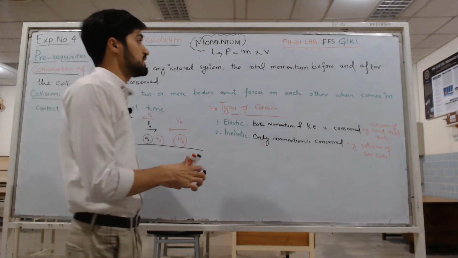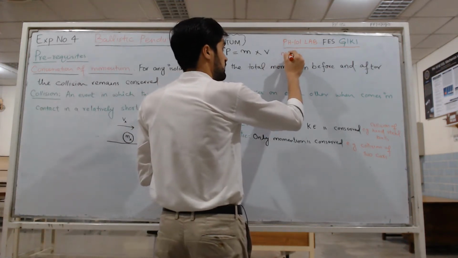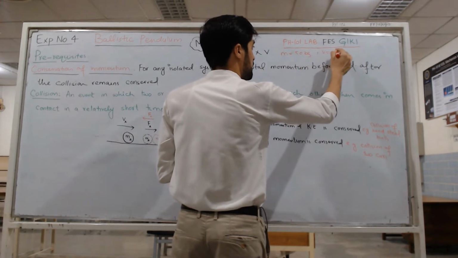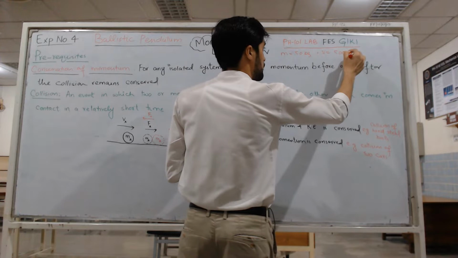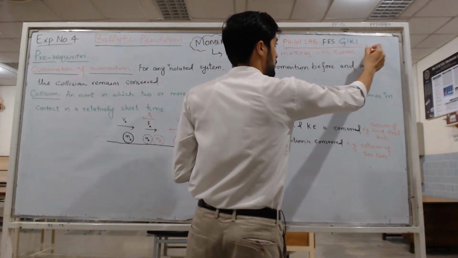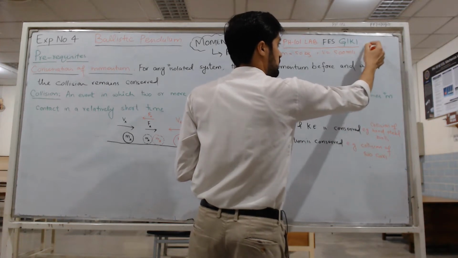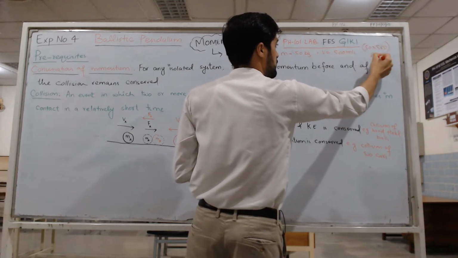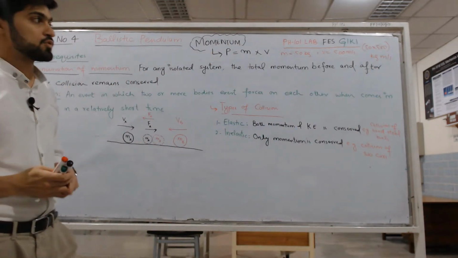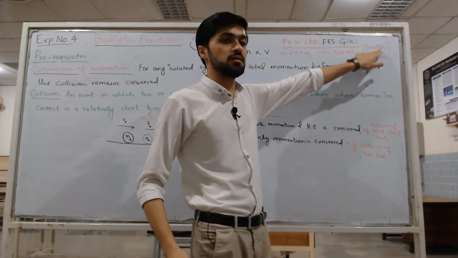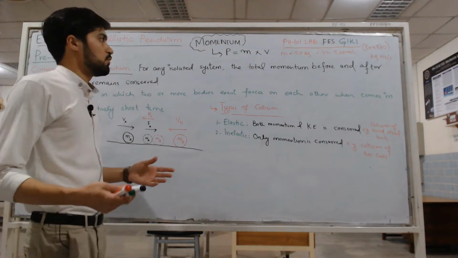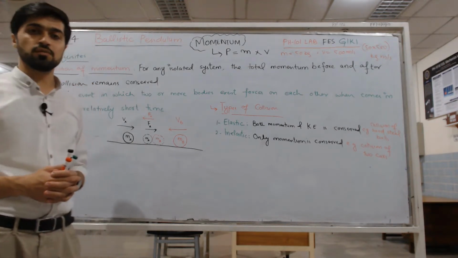Simply, if I say that a body of mass m, 50 kilograms, is moving with a velocity of 500 meters per second, its momentum will be 50 into 500, and the unit will be kg meter per second. So when you multiply 50 into 500, you will get the momentum. This is simply the concept of momentum. Now we will move towards the conservation of momentum.